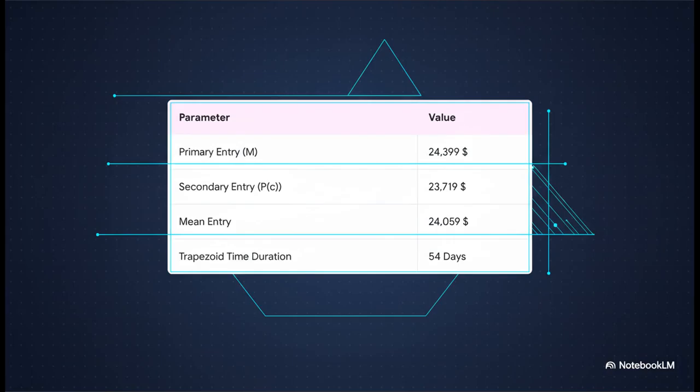So the initial plan laid out two potential entry points. The main one, that's M, was set at 24,399. Then there was a secondary level, P sub C, down at 23,719. And see that trapezoid structure we just mentioned? That actually defines a very specific time window for this whole cycle, exactly 54 days.